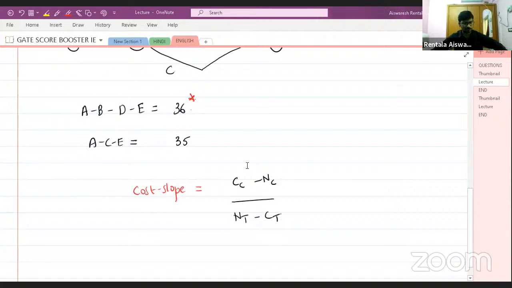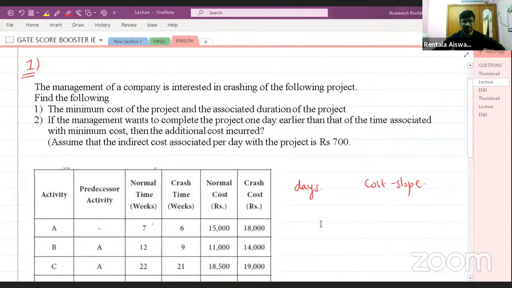So crash cost will be more and normal cost will be less. Normal time will be more and crash time will be less. So ultimately you will get this cost slope value as a positive value only. Cost slope value is always positive. It represents how much extra you have to spend for crashing an activity by a single day or week. Here I think it is in terms of weeks. I'm sorry, let me clear this. Here it is given in terms of weeks, right? So please make this also as week. Let's not complicate the things.